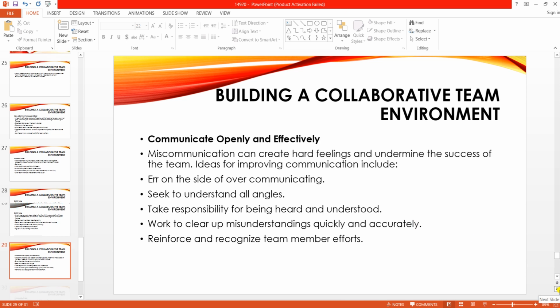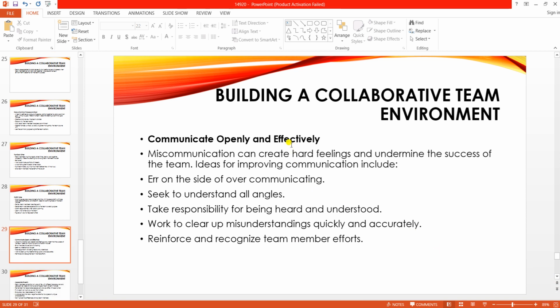And also, we need to communicate openly and effectively. Miscommunication can create hard feelings and undermine the success of the team. Ideas for improving communication include erring on the side of over communicating. Seek to understand all angles. Take responsibility for being heard and understood. Work to clear up misunderstandings quickly and accurately, and reinforce and recognize team members' efforts. So we need to communicate effectively and openly.